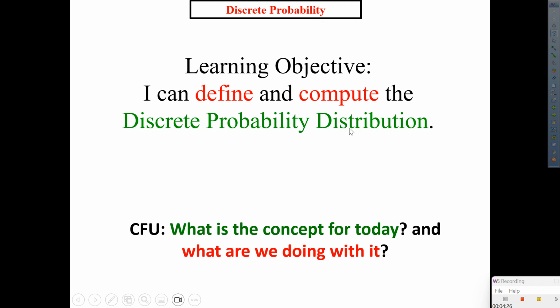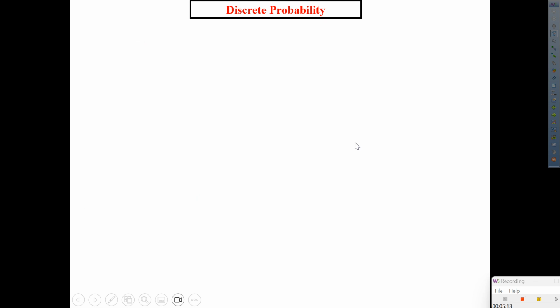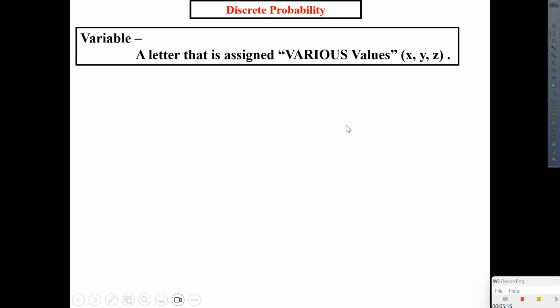So, discrete probability distribution. So, where have we been? In the middle of probability, classical, empirical, subjective, we know that. But we're about to embark on variables. So, write this down, variable. What is a variable? In mathematics, we know that a variable is a value that you can assign to a certain symbol, and it changes. And here, the definition, a letter that is assigned various values, x, y, and z. That's why it's a variable, because you assign what? Various values.